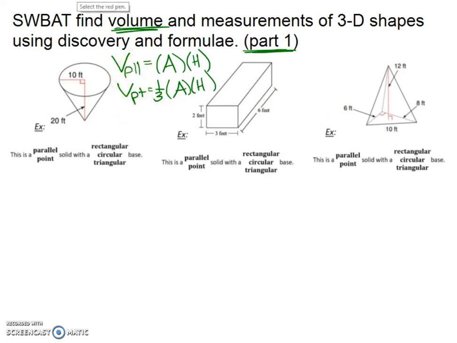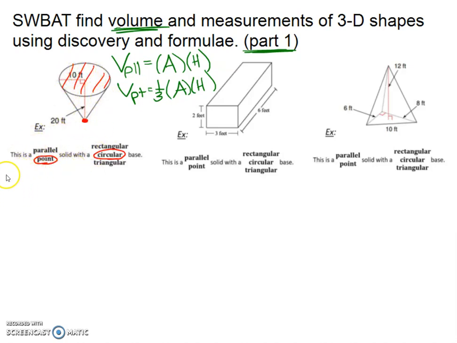So let's start with this first one. This first shape obviously has a circular base. And if you notice, it connects to a point. So every point along the edge of the circular base all goes down and connects to that same point. So this is a point solid. I know you know this is called a cone, but I want you to make sure you know how it fits into these categories as well.